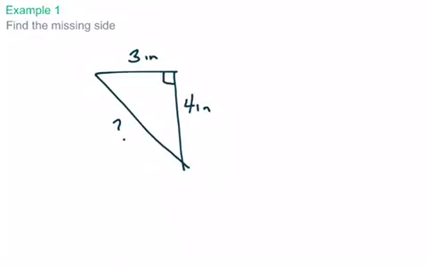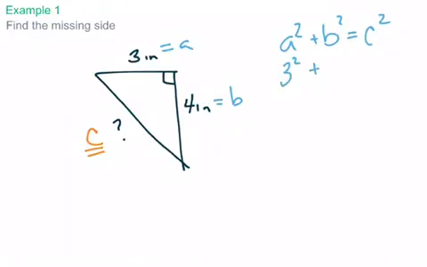Now it doesn't matter which leg we call A and which leg we call B. I can call this one A and then B, or I can call this one B and A. It doesn't matter which one is A and which one's B. So I'm going to just say that this is A and this is B, and thus the question mark is going to be C, and we're going to need to solve for C. A squared plus B squared equals C squared. A is 3, so it's going to be 3 squared plus 4 squared is equal to C squared.